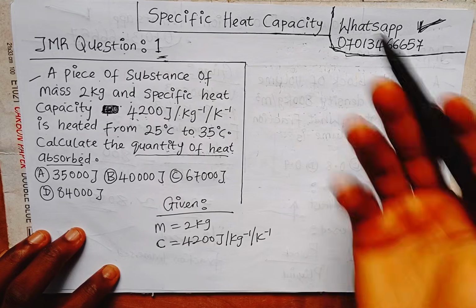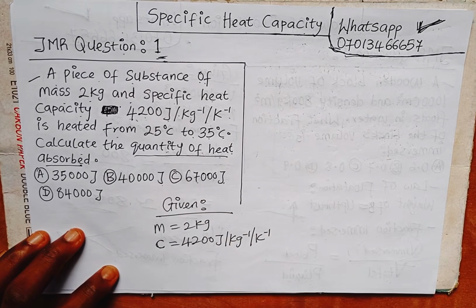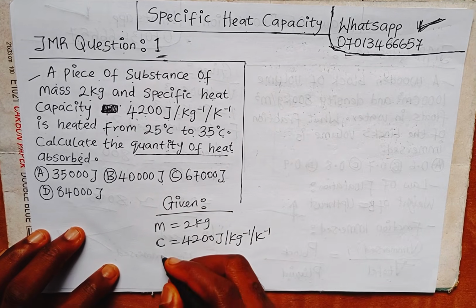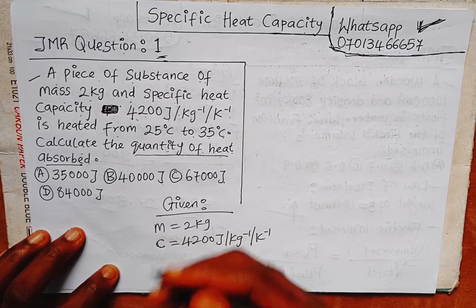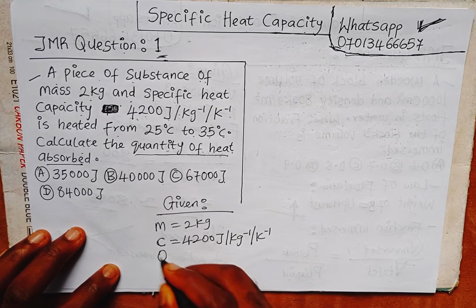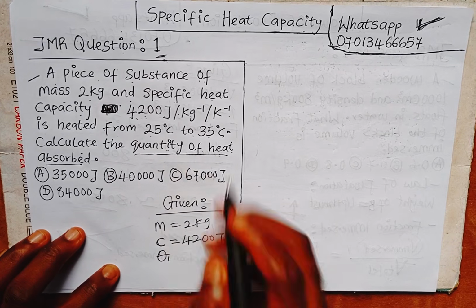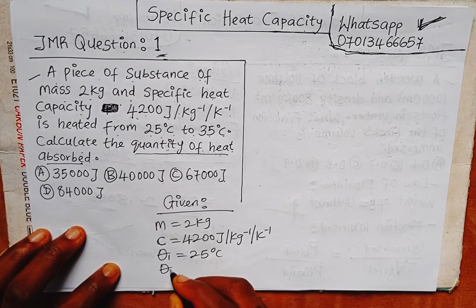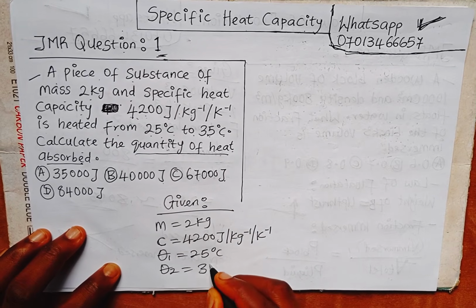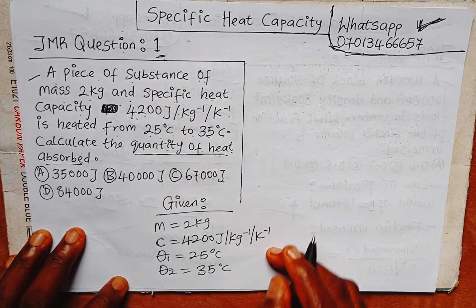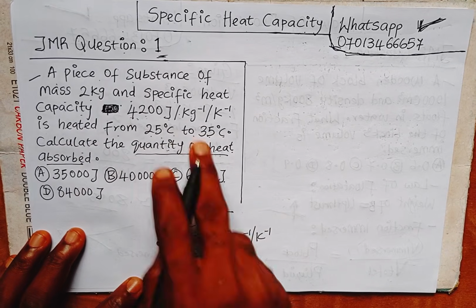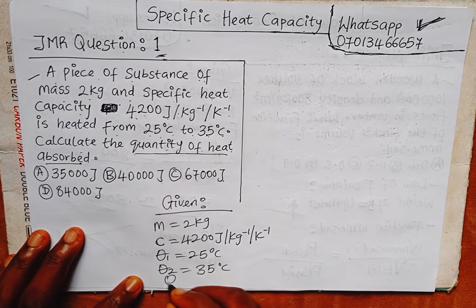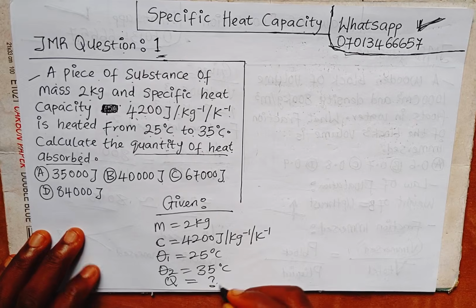The temperature is represented with theta. You can also represent it with T1, but let's just use what they normally use to represent it, theta 1. The first temperature, theta 1, is equal to 25 degrees Celsius, and theta 2 is equal to 35 degrees Celsius. They said we should look for the quantity of heat, which is Q, equal to question mark. This is what we are looking for.